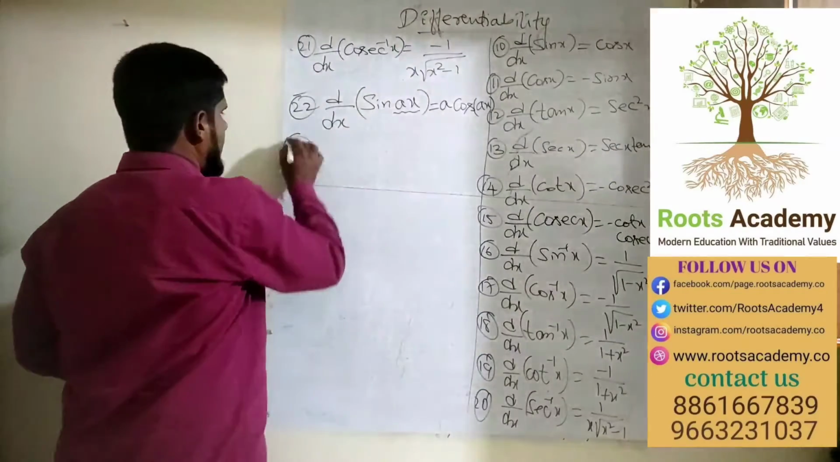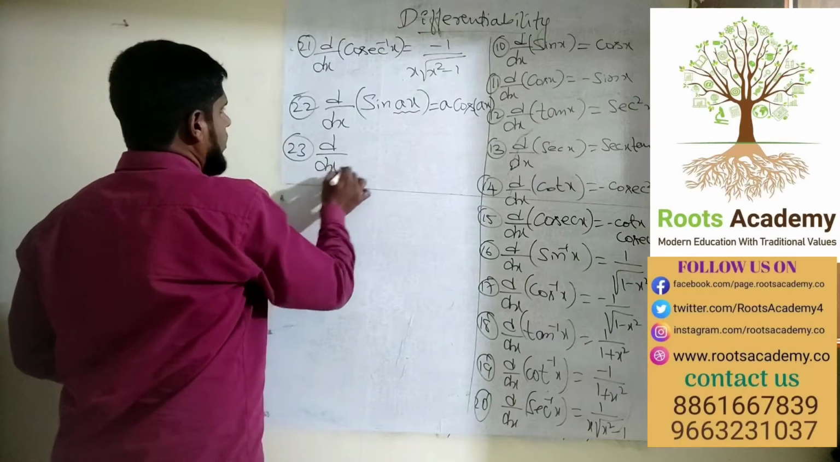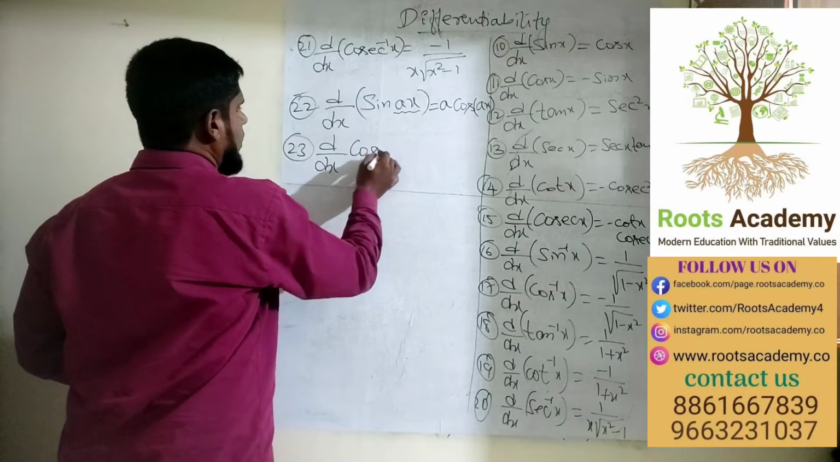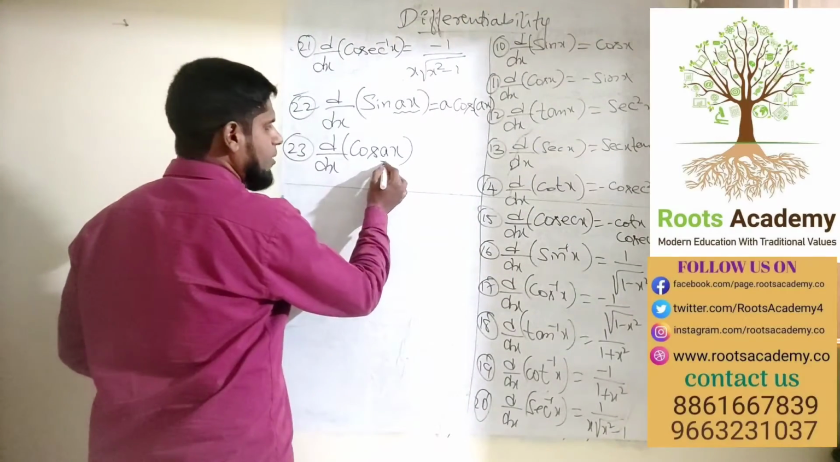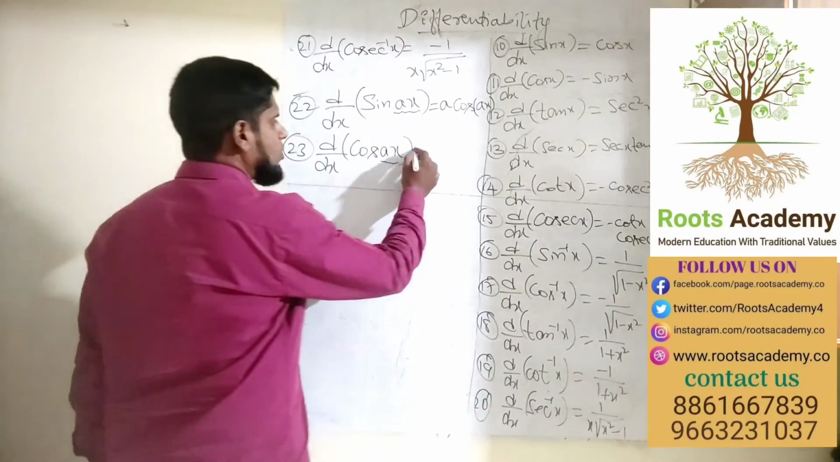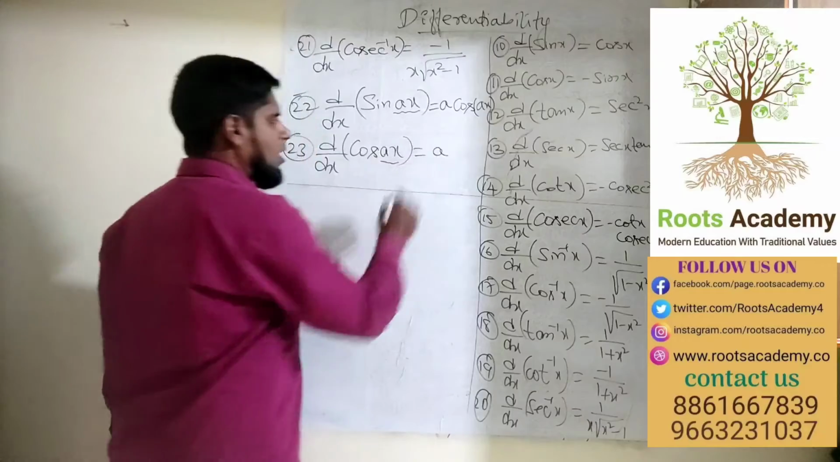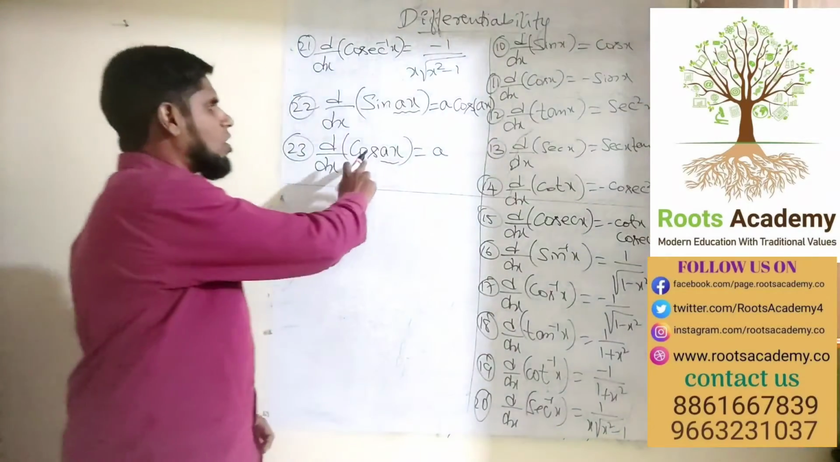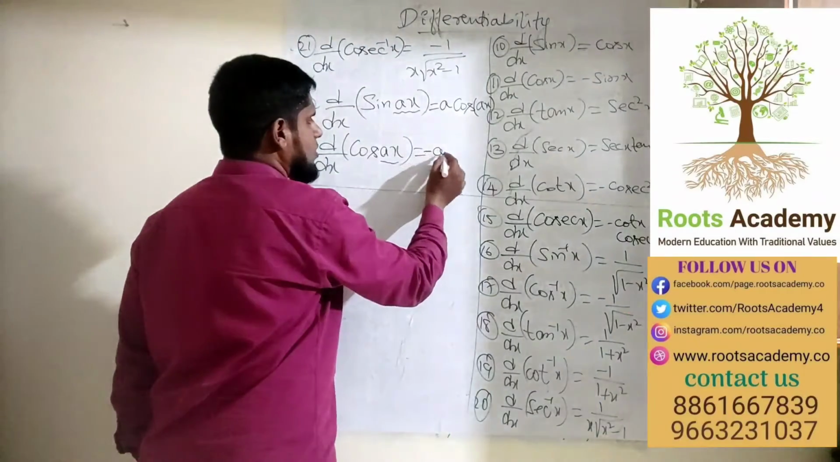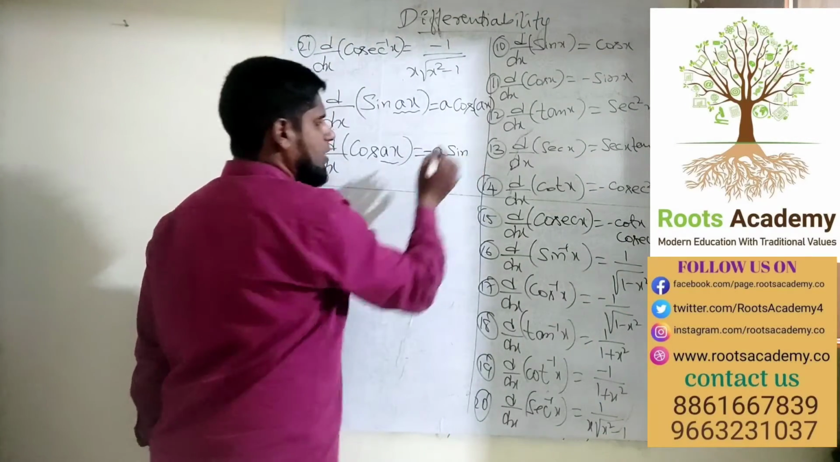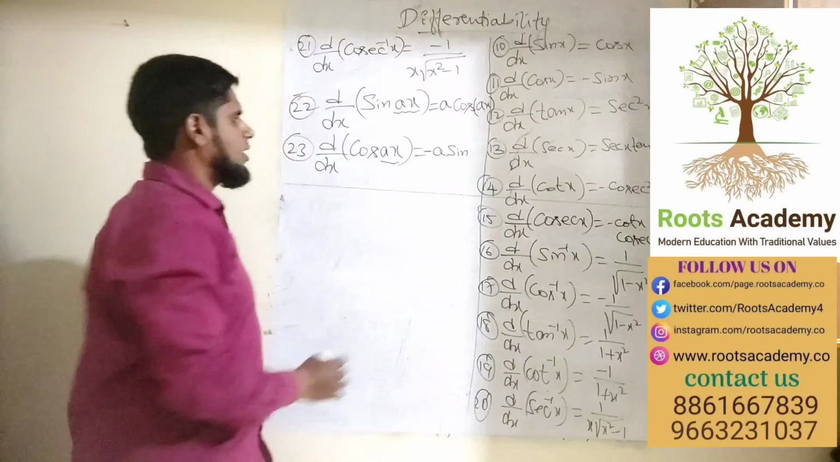Like that, d by dx of cos ax. So students, here again, multiple angle is a. So that I should write first. And I know the derivative of cos is minus sine. So first I will write minus, then sine. Then angle is ax.